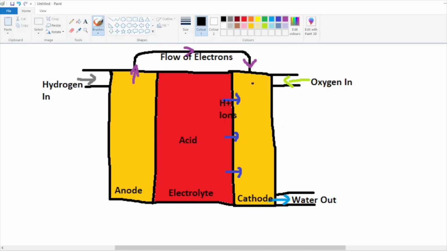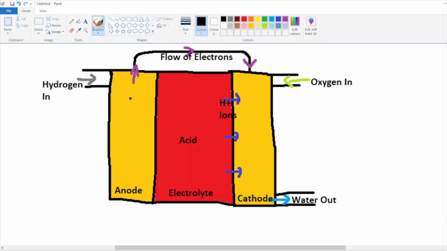So obviously it gains electrons to fill its outer shell. It also reacts with the H+ ions, and this combination of three ends up forming water, which is why we get water out. But you need to know that essentially a potential difference is created. So let's run through it again quickly just to be sure.